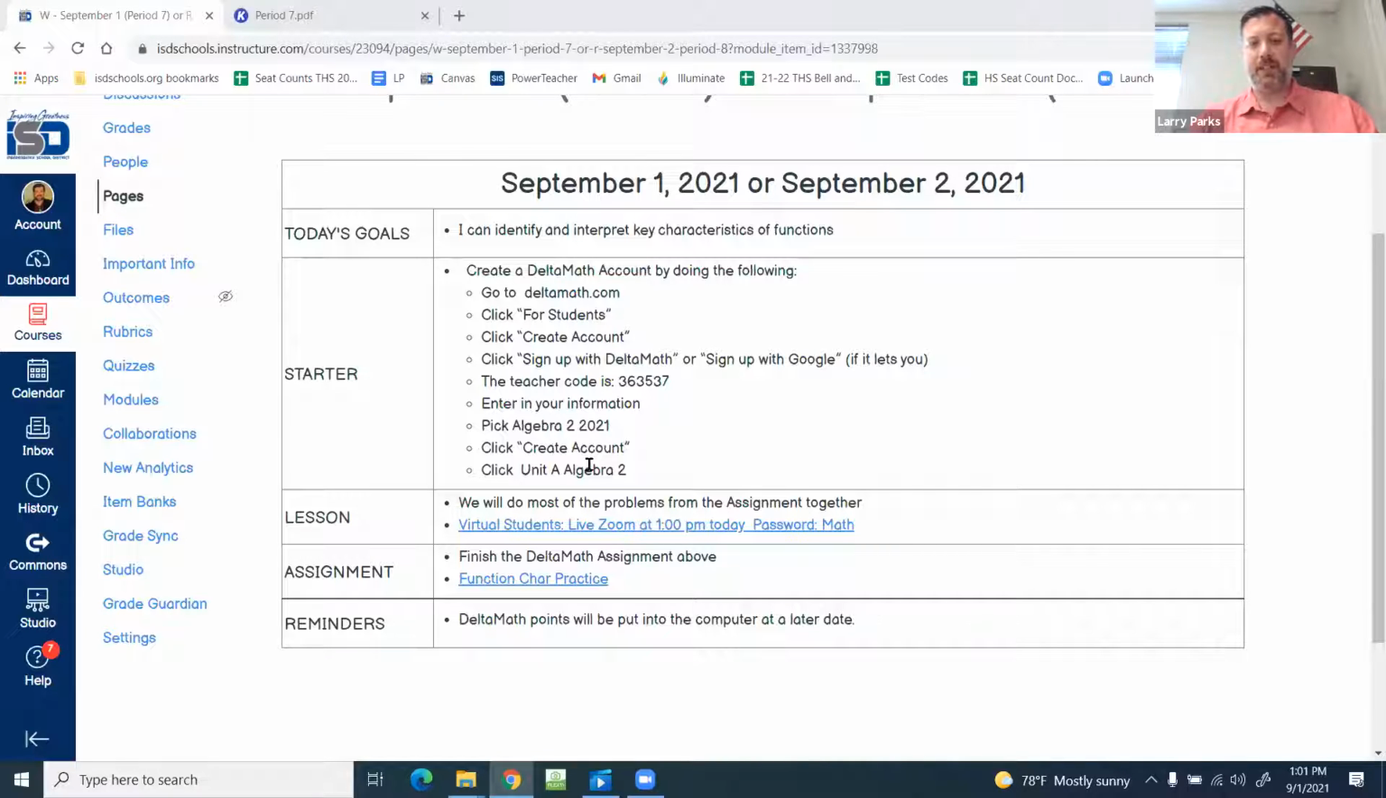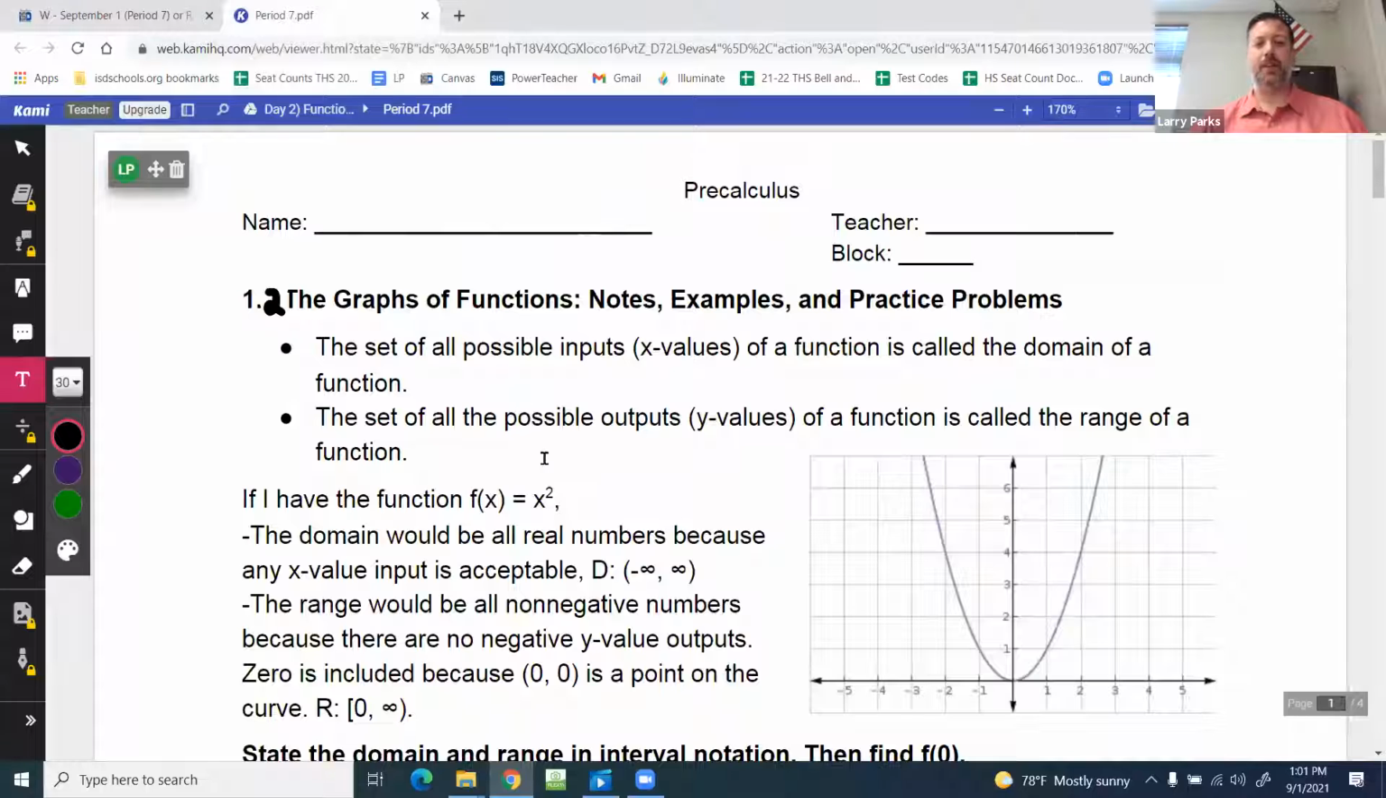What I'm going to focus in on is this assignment. We're going to do most of this together. If you see a function, you should start recognizing characteristics. I've already opened this up. That's what this tab is for. A lot of this is going to be review. Let's see, waiting room.